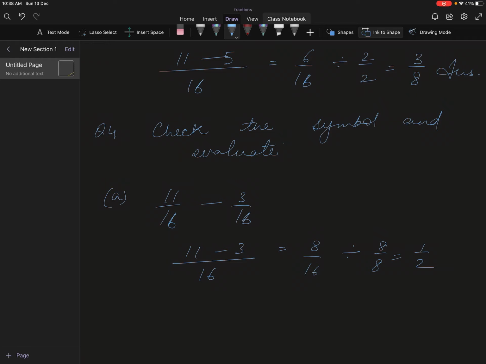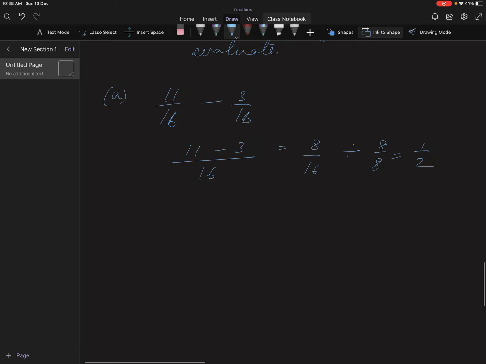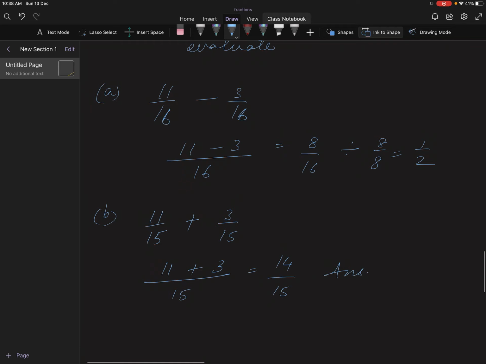When it is not mentioned in the question, I cannot deduct your marks. Simple. But when it is mentioned in the question and you do not do it, I will have to take away your marks. 11 upon 15 plus 3 upon 15. Your denominator is 15. 11 plus 3, 14 upon 15. Can you reduce it to the lowest term? No. This is my final answer.